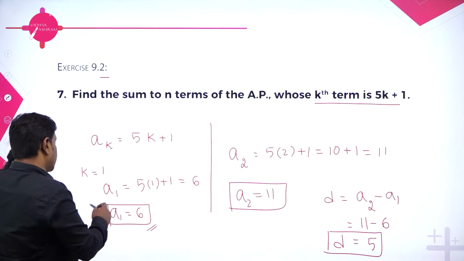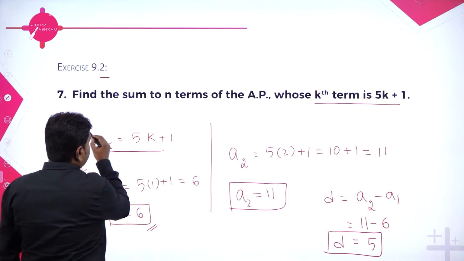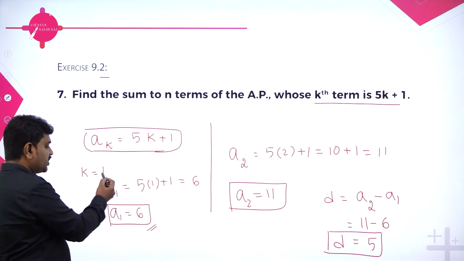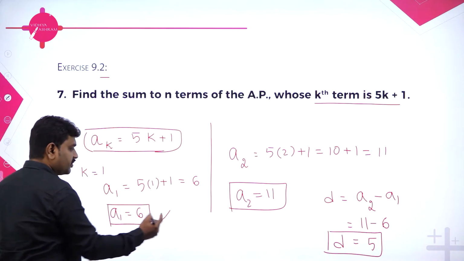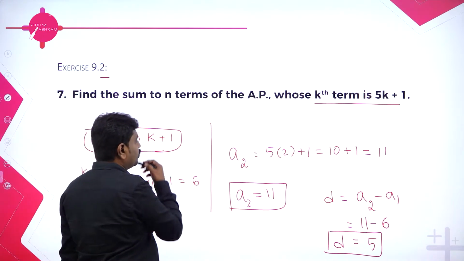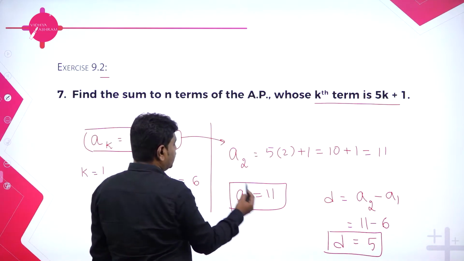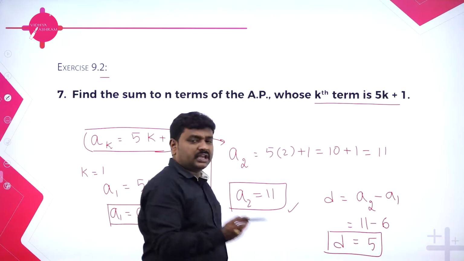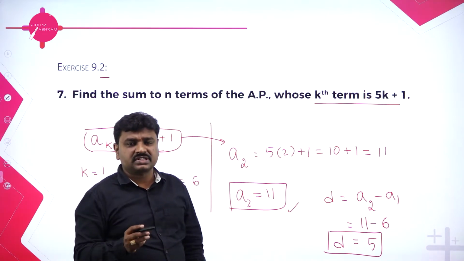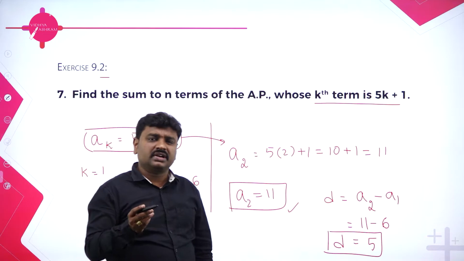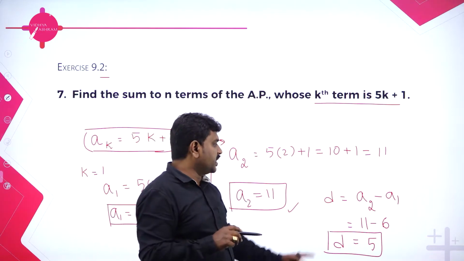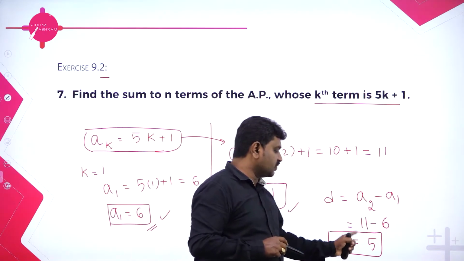So here they give a kth term. Kth term means ak is given. What is ak? 5k plus 1. In the place of k, if you put 1, you will get a1, the first term. In the place of k, if you put 2 in this formula, you will get a2. After you get a2, all of you know what the common difference is: second term minus first term, or the difference between consecutive terms. So a2 minus a1, 11 minus 6 gives you 5.